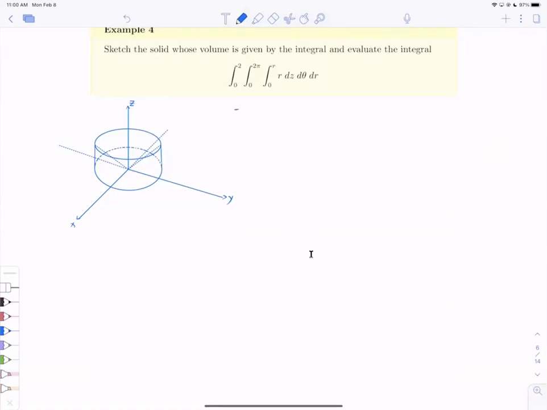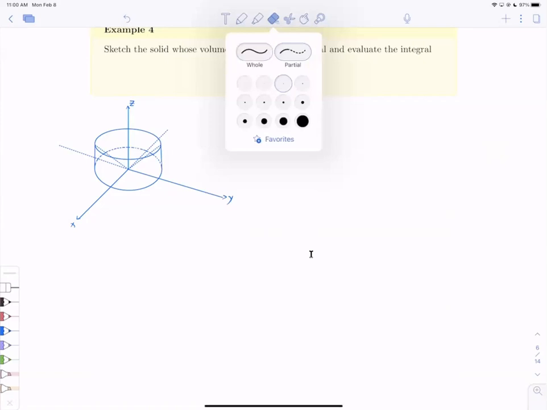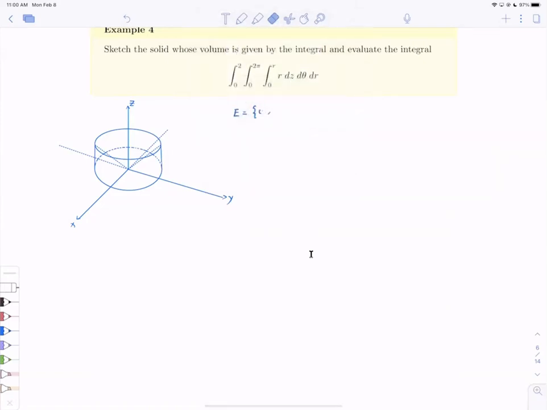So the region is going to be E equals, not xy, it's cylindrical coordinates, so r, theta, and z, such that r is in between 0 and 2, theta is in between 0 and 2 pi, and z is in between 0 and r, sorry.